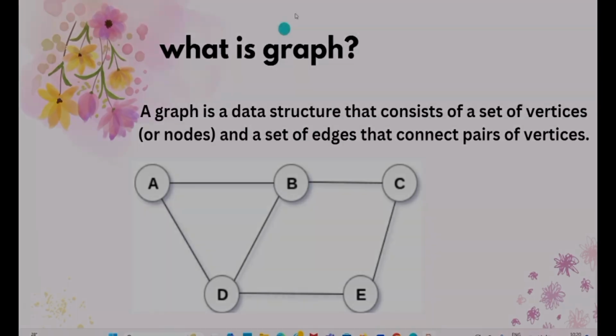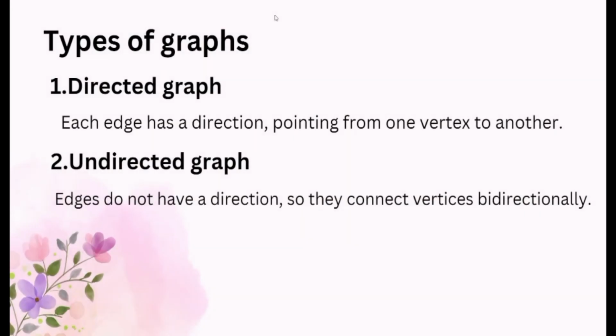Graphs are divided into two types: directed and undirected graphs. A directed graph is a set of nodes or vertices that are connected by edges where the edges have a direction associated with them. Whereas in undirected graphs, the edges between vertices do not have a direction and can be traversed in both directions.